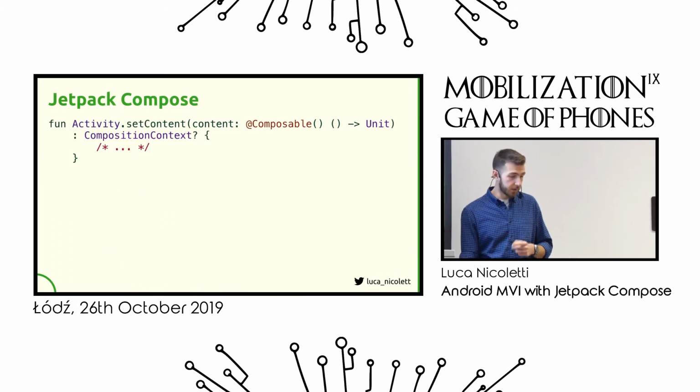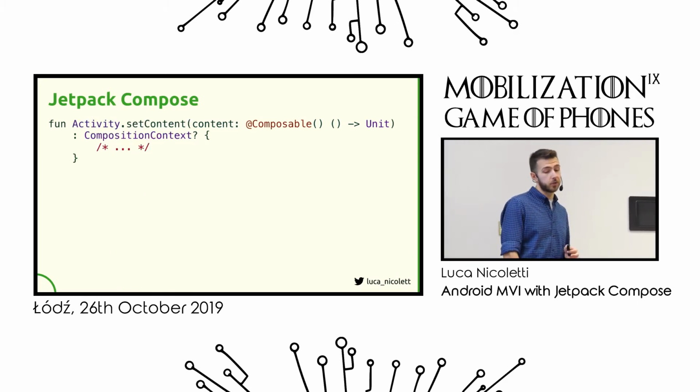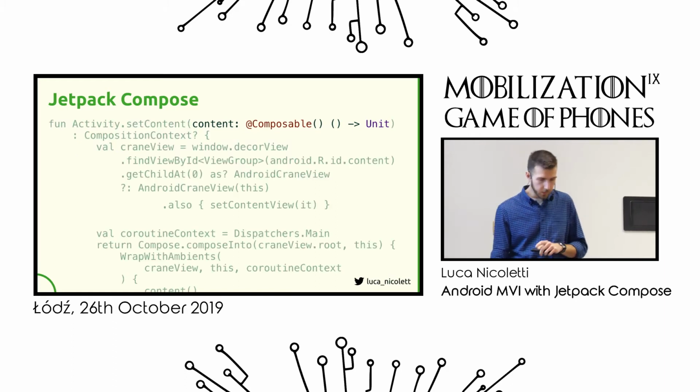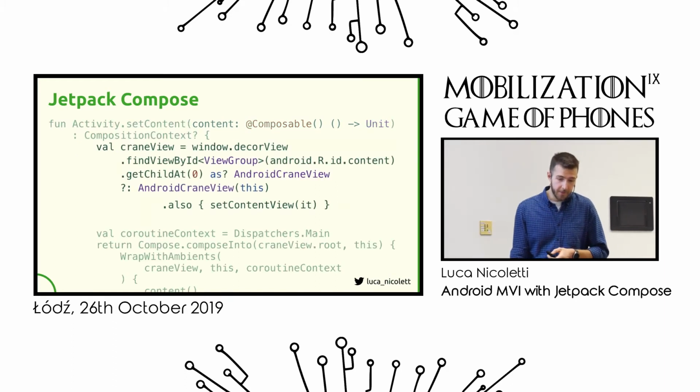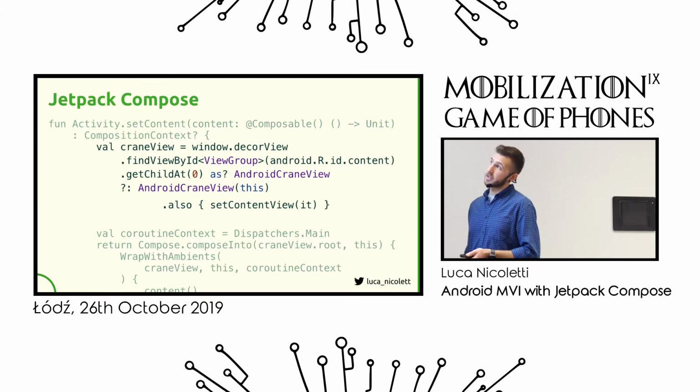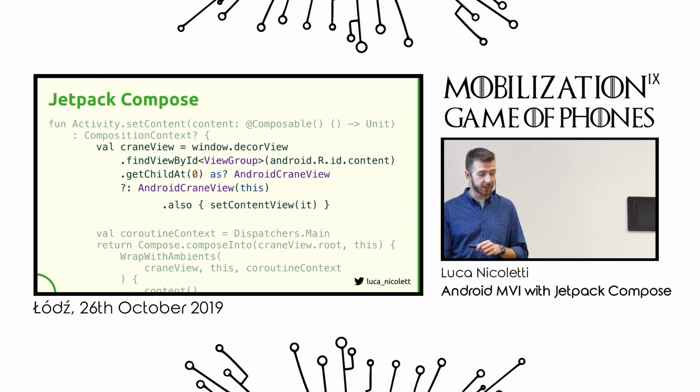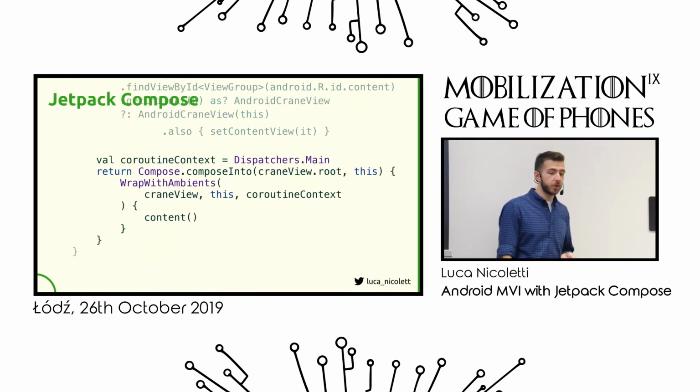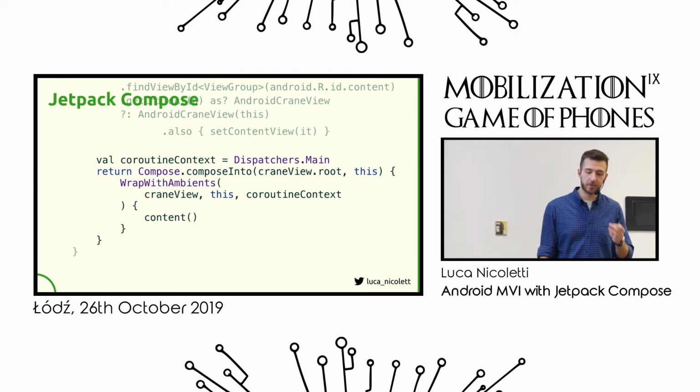This function is an extension function on the activity class. It accepts a composable function. It retrieves the content inside the root view of the activity and executes the composable function inside the view of that activity, making it the root view of that activity.